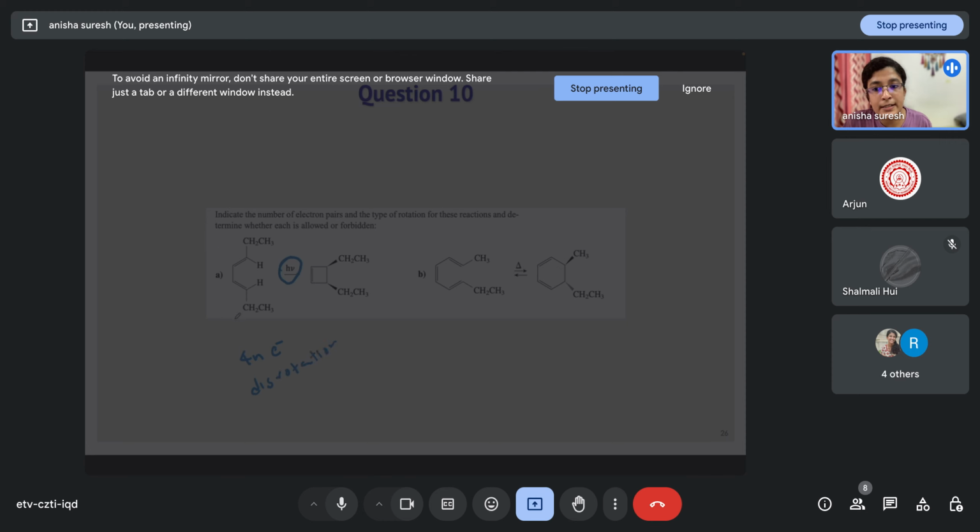And if we consider disrotation, if we move this ideal group in this fashion, it will go above the plane. And in anti-clockwise fashion, if we rotate it, it will go above the plane. So this is the product. So it is allowed, right?